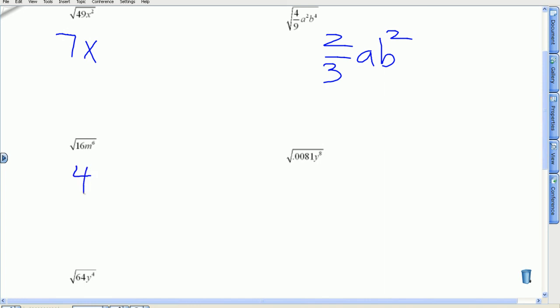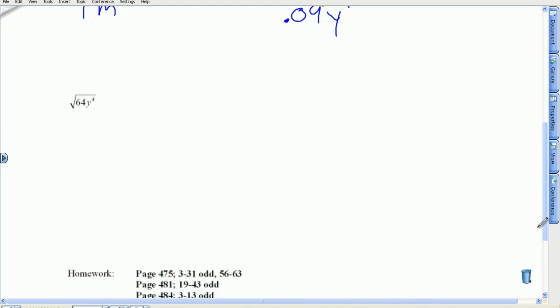M to the sixth, to take the square root of that, we divide 6 by 2. Done. 0.0081, remember when you take the square root, the number of decimal places gets cut in half. So my 4 decimal places is going to become 2 decimal places. Y to the 8th will become y to the 4th. And our last problem here, square root of 64 is 8. Square root of y to the 4th is y squared.